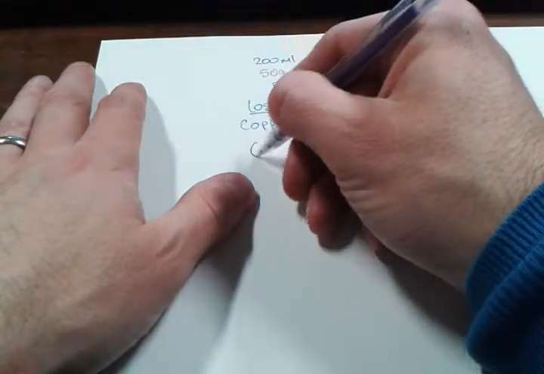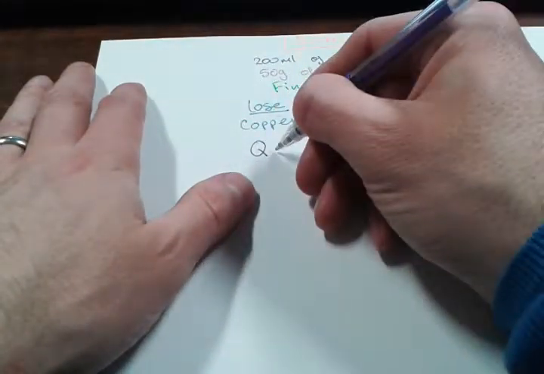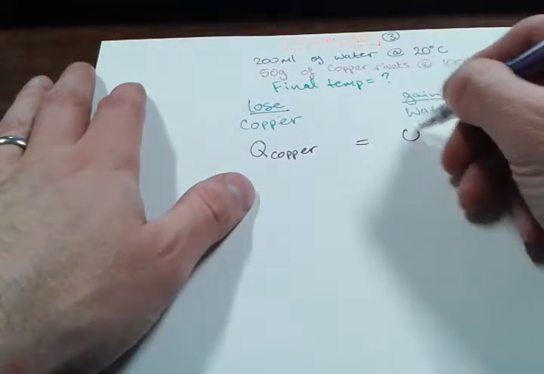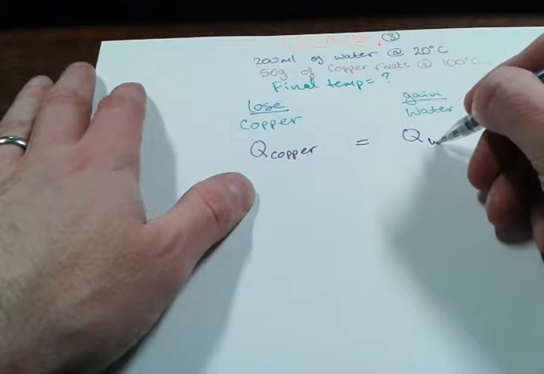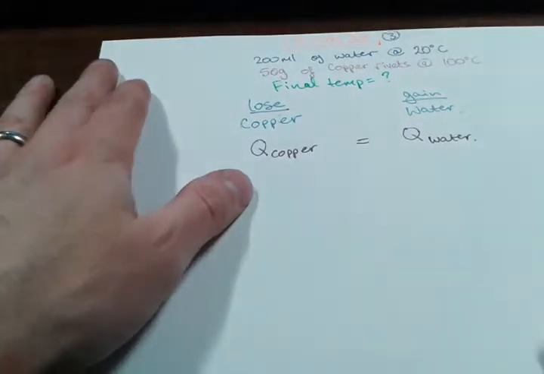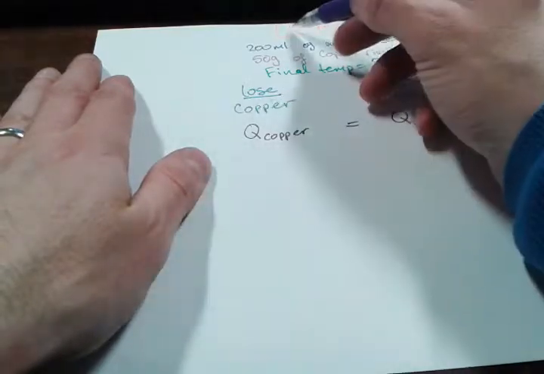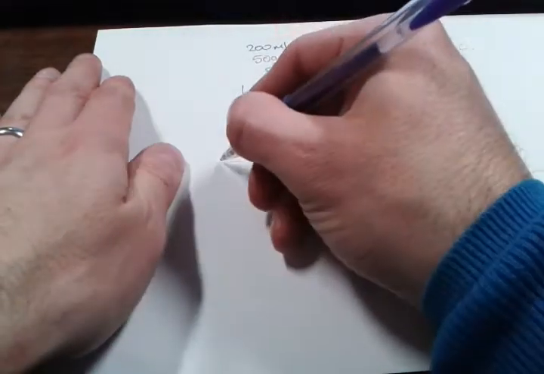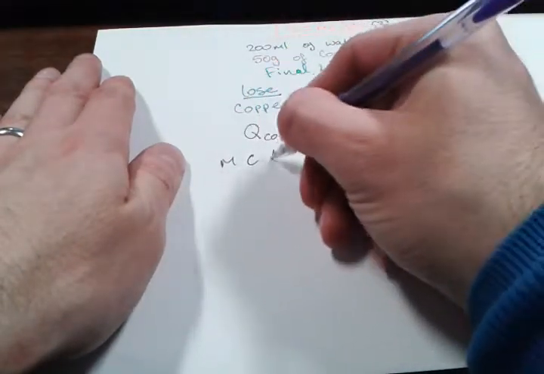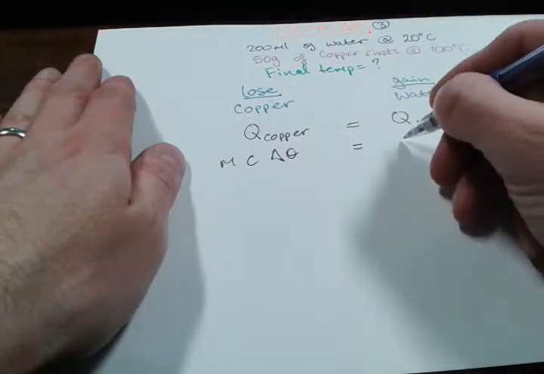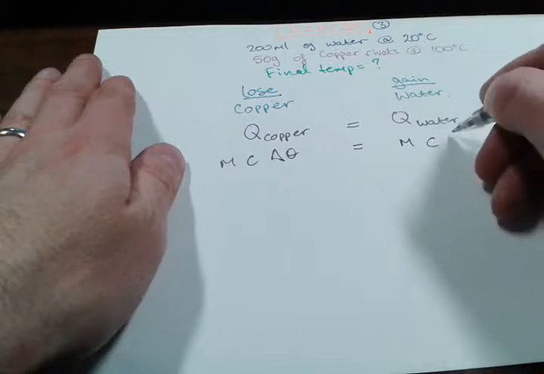So in other words, the amount of heat energy lost by the copper is going to be the same as the amount of heat energy gained by the water. Okay. So what are we going to do? Well, we're going to substitute here for Q. We're going to do M C delta theta. It's going to be equal to, well, Q for water here as well is going to be M C delta theta.